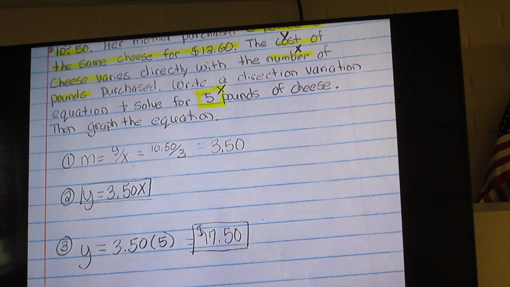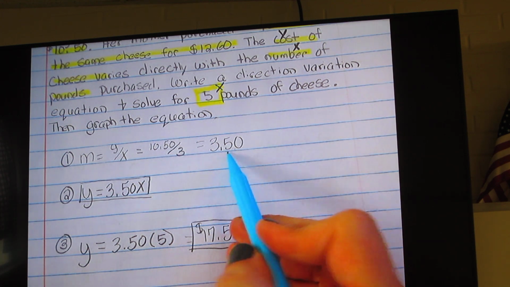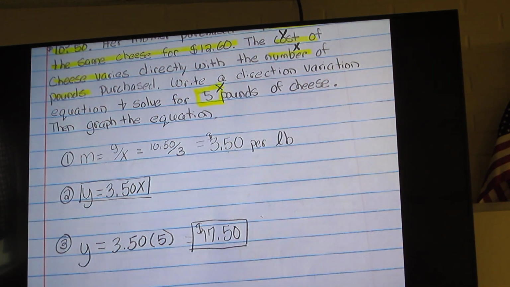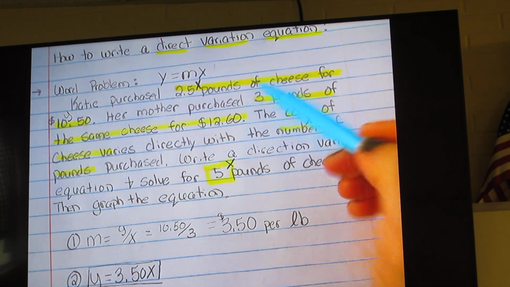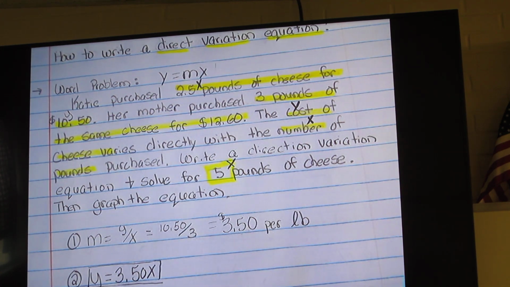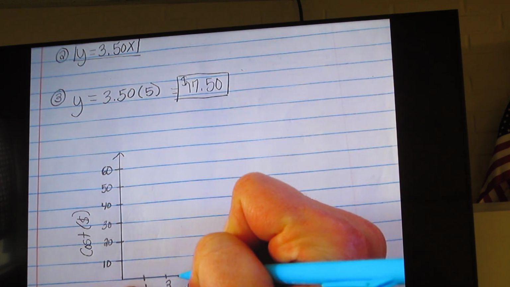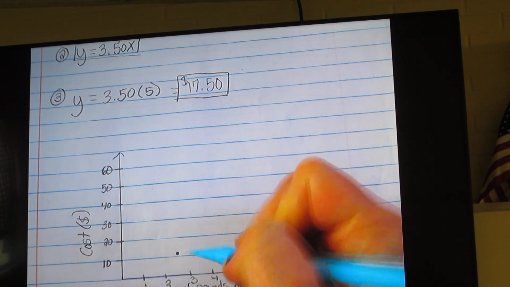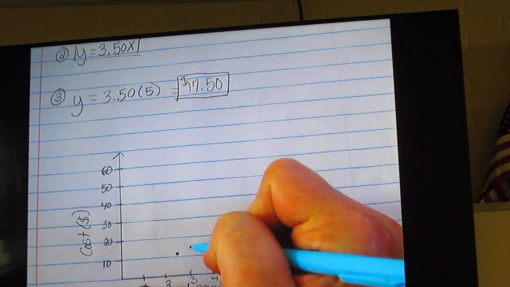We could make a table if needed, but we know that one pound is $3.50. Okay, that's what we found out. That is $3.50 per pound. And they also gave us two points up here. They said 2.5 pounds of cheese is $10.50. So let's go to 2.5 down here on my graph, which is between 2 and 3, and go up to $10.50, about right here, and put a point. They told us her mama bought 3 pounds of the same cheese for $12.60. So we go up to about $12.60 and put a point.